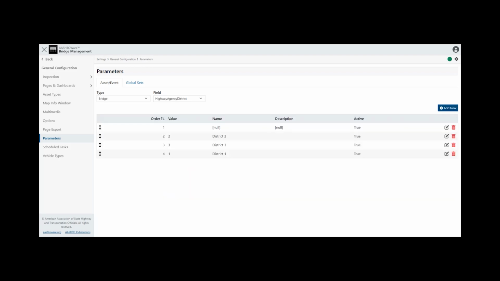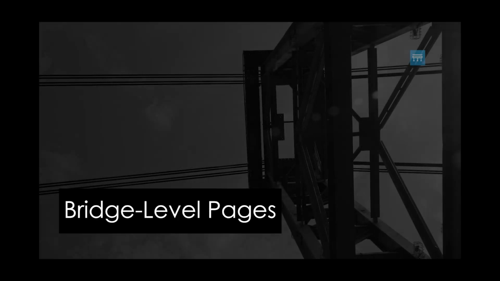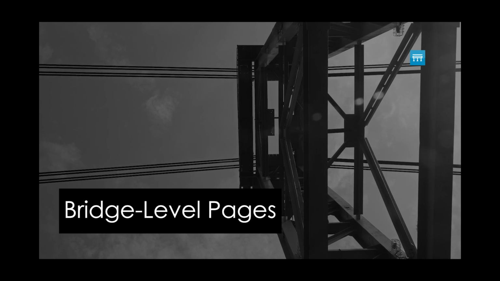The value field is what is saved in the database and reported, if applicable for that field, while the name field is what is displayed in the drop-down field in the application. Once parameters have been entered, they can be ordered as desired by dragging the records within the table to reorder them. Now let's look at the bridge level pages in BrM 7.0.